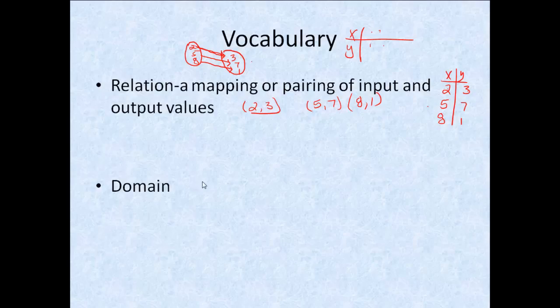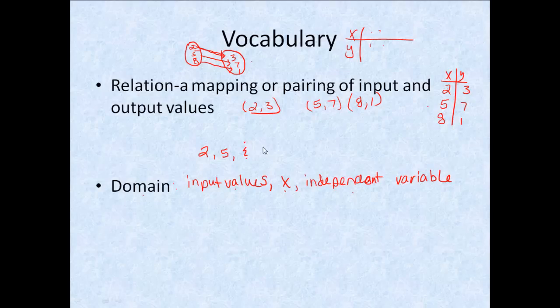Now, when we have a relation, we have our domain, and our domain are the input values. Most of the time when we are dealing with this, we are talking about XY pairs, and our domain would be our X values. It could also be called our independent variable. So all 4 of these words have the exact same meaning. In our example up here, our domain would be 2, 5, and an 8, because those are our input values.